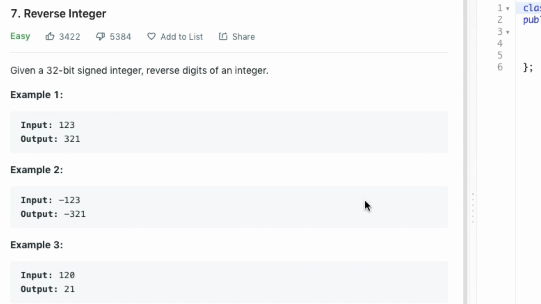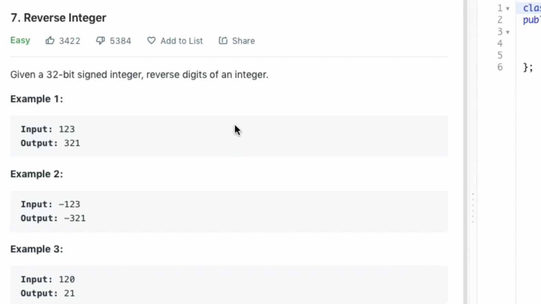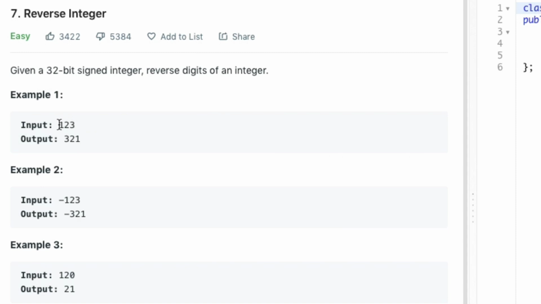In this video, we will be looking at the solution of another LeetCode problem, which is Reverse Integer. The problem definition is: given a 32-bit signed integer, reverse the digits of the integer. A few examples are given, such that the reverse of 123 is 321, and the reverse of -123 is -321. Whereas, if the number contains trailing zeros like 120, then the reverse is only 21.